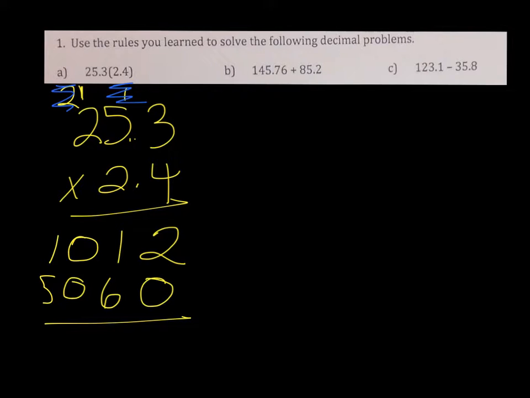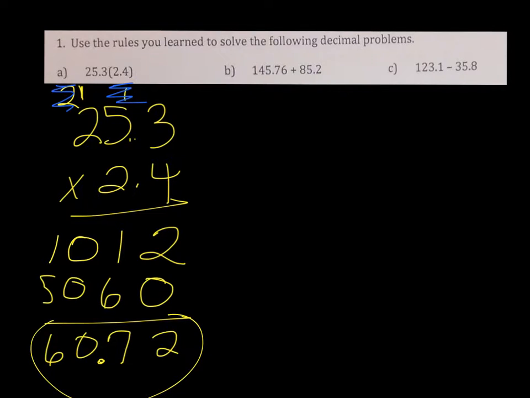Now I'm going to add my digits, so I get a 2, a 7, a 0, and a 6. So now I need to go through, and just to remember that there is 1 digit to the right of the decimal in the first number, 1 digit to the right of the decimal in the second number, so my answer needs to have 2 digits to the right of the decimal point. That means my decimal point needs to be right there, and that would be my final answer.